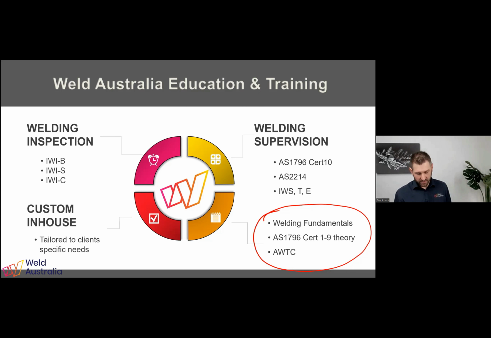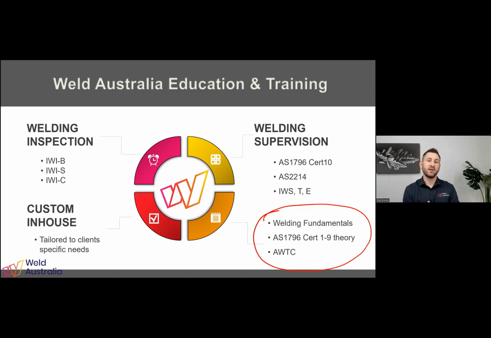Right, your AS 1796 certificates 1 to 9 theory. Now, hot topic, controversy, right? People struggle to get an RTO to run the AS 1796 certificate 1 to 9 theory and practical. So we developed it as an online platform delivering like this. We put the course up not that long ago. We had 2 people enroll. The problem with it is you need to do a practical, and we don't have the facilities to do a practical, nor do we have workshops nationwide.